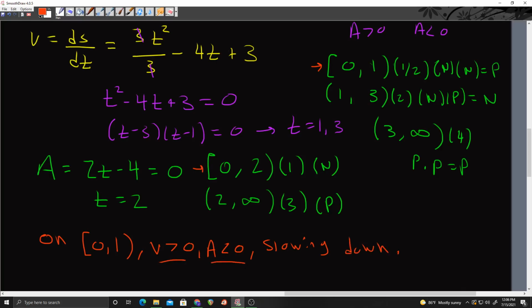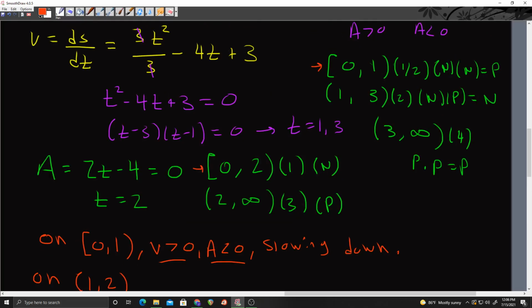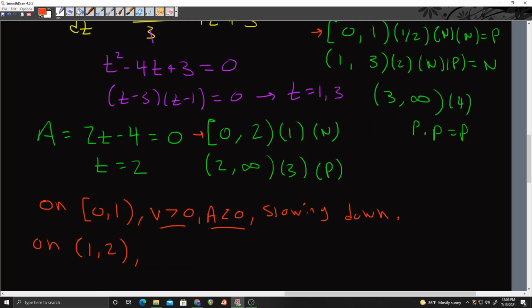Justification. Don't forget your justifications, people. Now after 1, we have 1 to 2. On 1 to 2, velocity is negative and acceleration is negative. So we are speeding up.